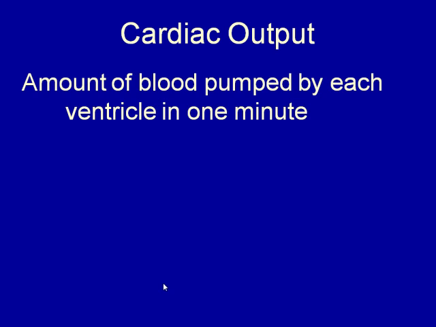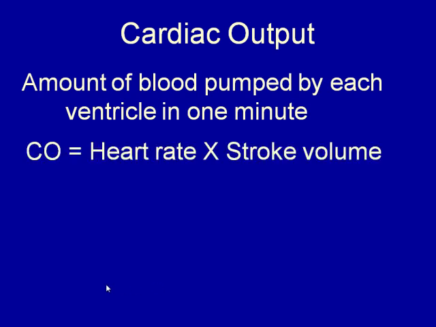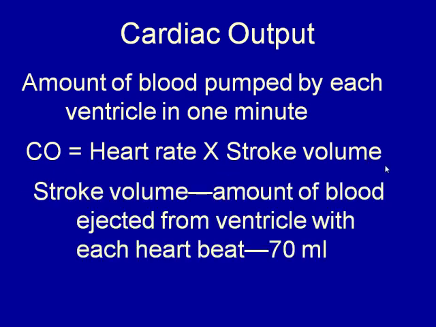Cardiac output is the amount of blood that is pumped by the ventricle in 1 minute. Now, each ventricle has to pump the same amount of blood, because otherwise one would get ahead of or behind the other one. You can determine cardiac output if you know the heart rate and the stroke volume. Now, the stroke volume is the amount of blood that's ejected from the ventricle each time the heart beats. So each heartbeat times the amount of blood pumped would give you the cardiac output. In a normal, healthy human, about 70 milliliters of blood are pumped with each heartbeat. So that would be the stroke volume.